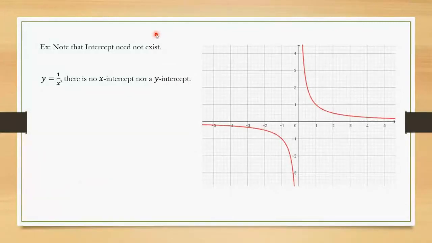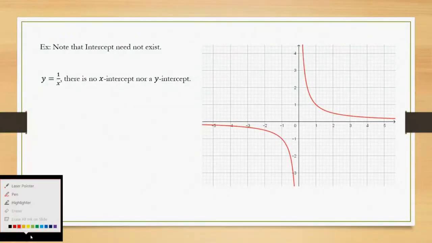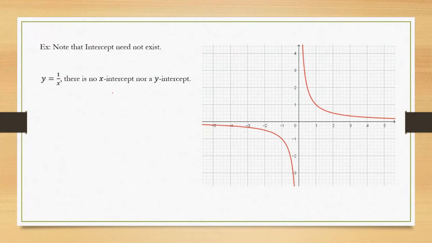Also, it is possible that you could have certain graphs that don't intersect the x-axis or the y-axis. So you can have a graph like this, y equals 1 over x. This never touches the x-axis, and it never touches the y-axis. You could see from the graph, but even algebraically, you should be able to see it. For the x-intercept, what would you do? You would set y to be 0. So you would have this.